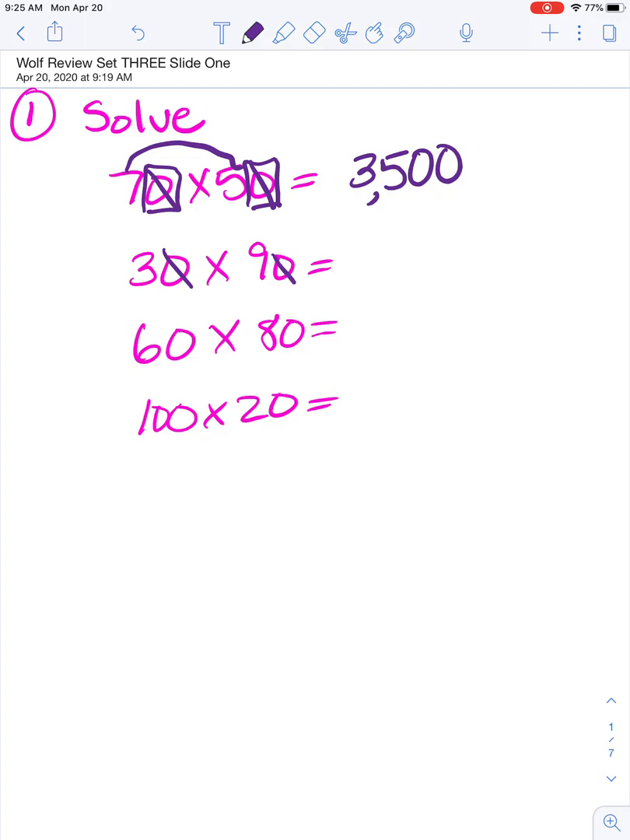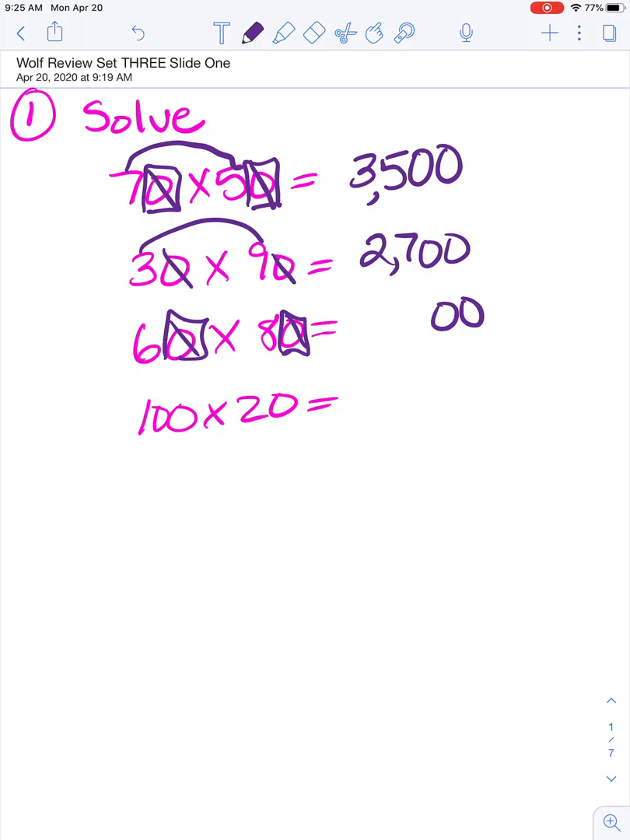Okay, same thing. 2 zeros, bring them on over. 9 times 3. 9 times 3, count by 3s or 9s if you want, 9, 18, 27. The first problem is 3,500. Second problem is 2,700.